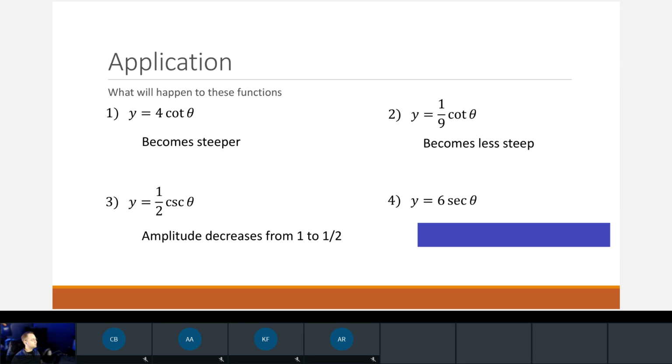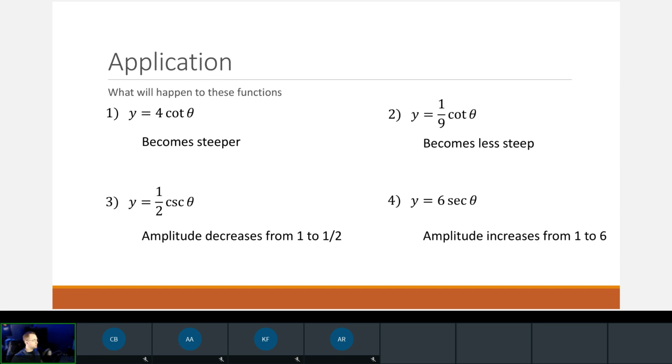All right. So we have 6 secant theta. What happens to this graph? So we got expands. What else can we say it does? Getting taller, sure. It stretches vertically. That's another way we can say it. Yep, stretches. Or we can say exactly what happens is the amplitude changes from 1 to a 6.